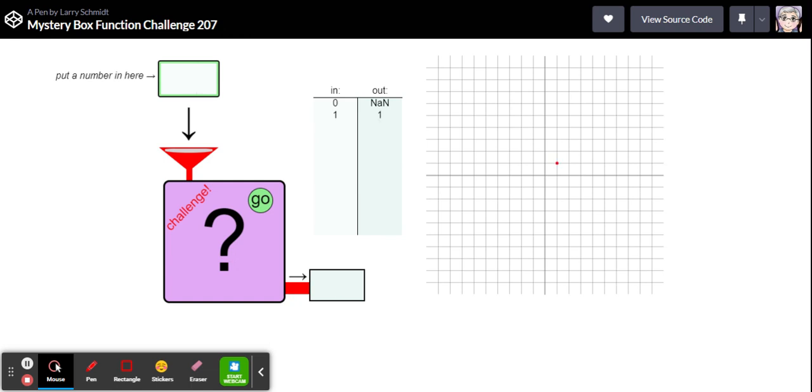Okay, so it's defined for 1. Let's try a 2. Oh, so we got 1 as a result for both 1 and 2. Let's try a 3. Okay, we're getting 1 every time. Let's go to a 9 maybe. Huh. So far we've got a function that is 1 for every number we've tried, but not defined for 0. Let's try some negative numbers.